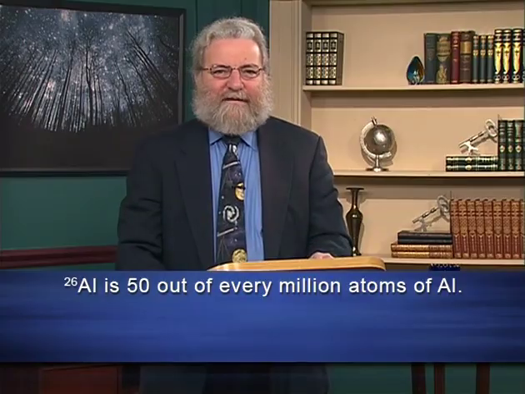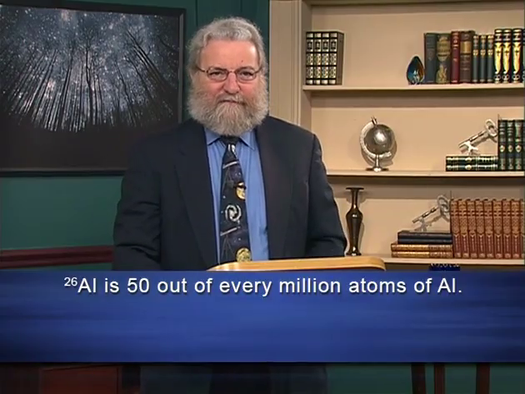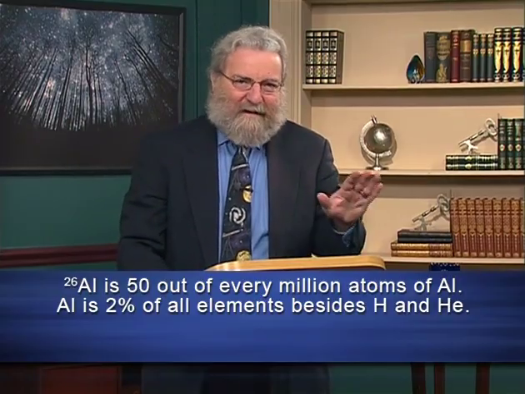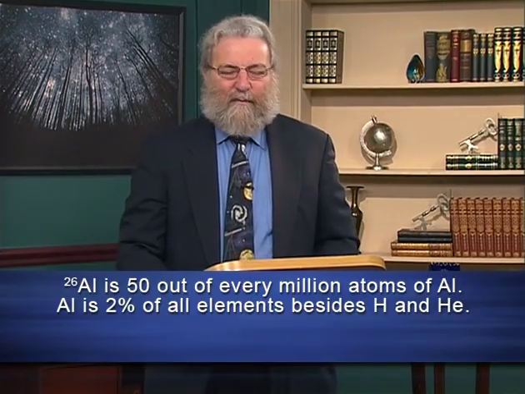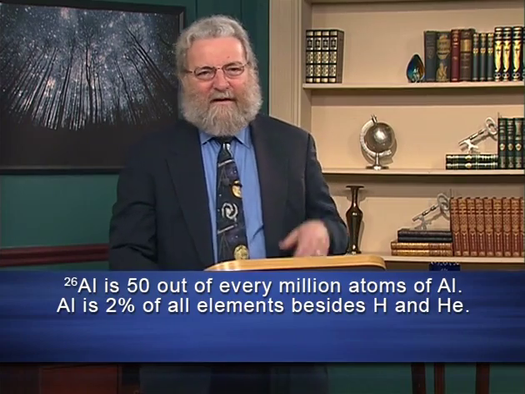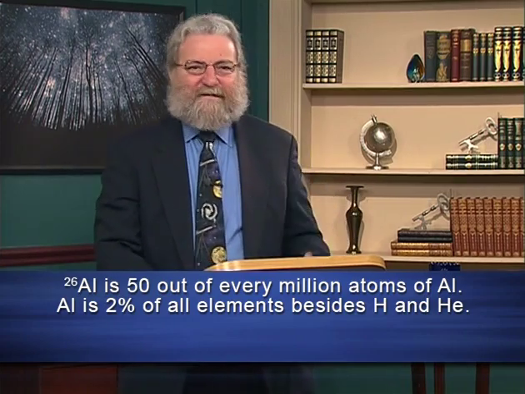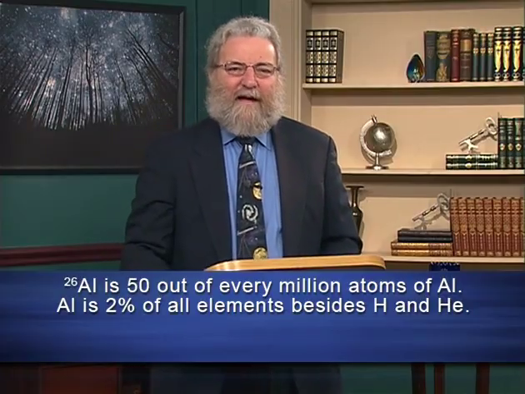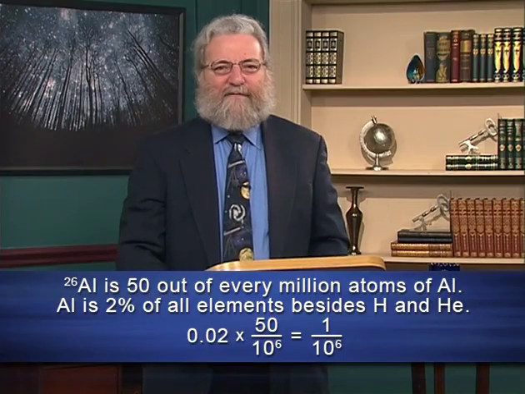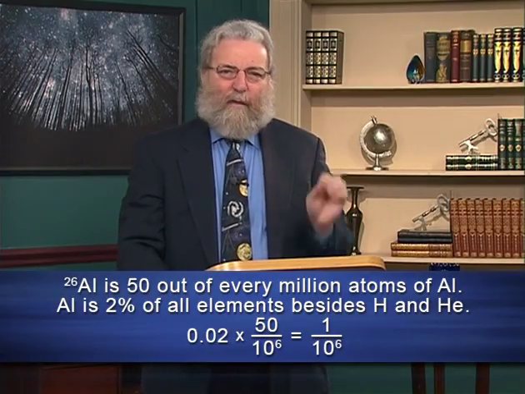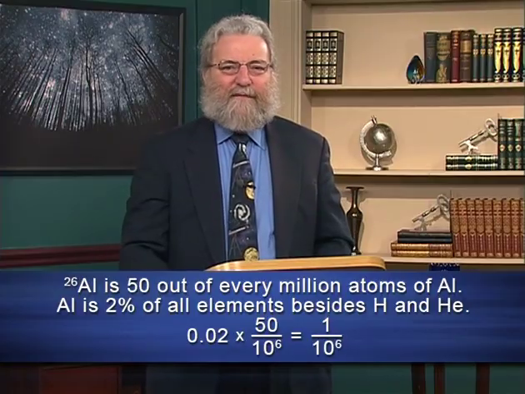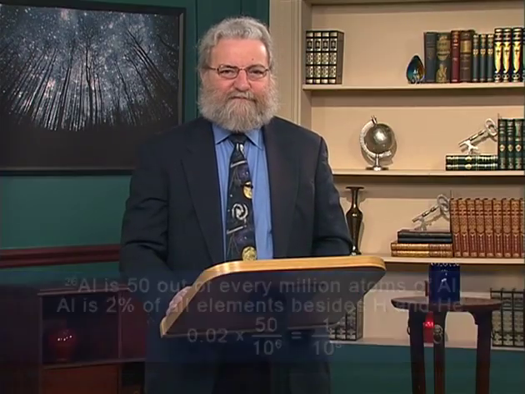Aluminum-26 is 50 out of every million atoms of aluminum, and aluminum is 2% of all the elements, again leaving aside hydrogen and helium, which don't participate in the formation of asteroids. Helium because it's a noble gas, hydrogen because it doesn't condense until very low temperatures. And so 2%, 0.02, times 50 atoms out of every million means that 1 out of every million atoms that condenses into a solid form will be aluminum-26.